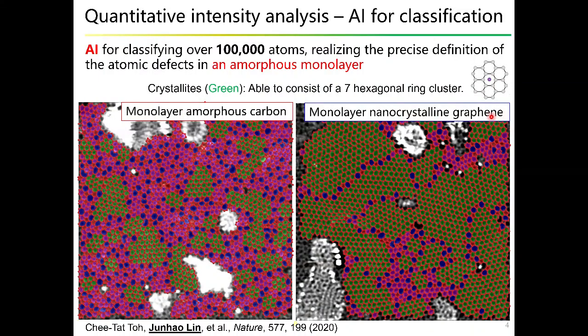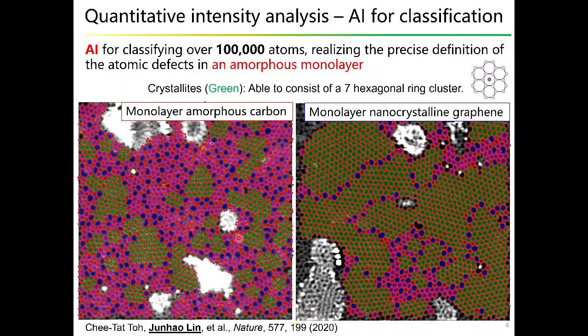So we use the quantitative intensity analysis plus the AI machine learning model for the classification. So the machine can tell really where the defect is and what type of defect we are looking at. So by doing this, we can precisely determine the structure of an amorphous monolayer.